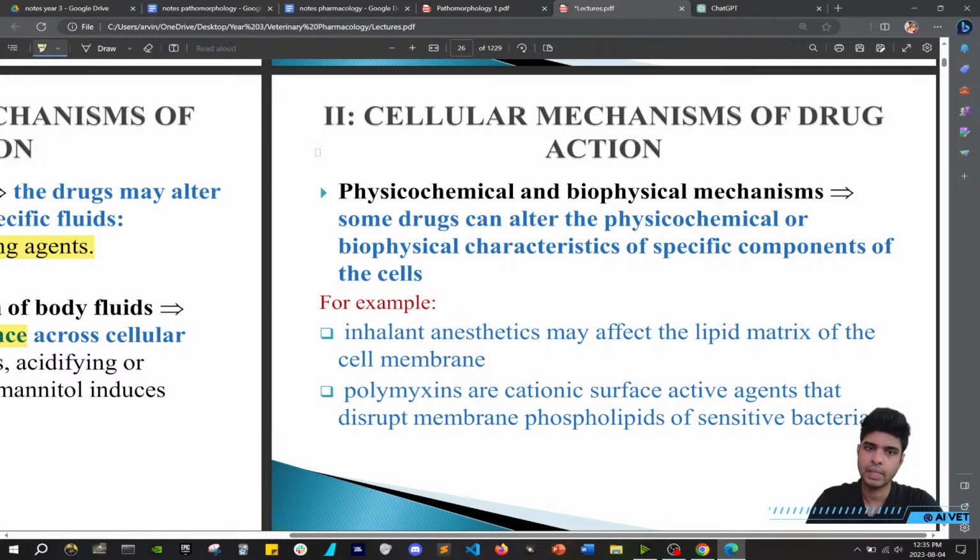Now cellular mechanisms. Let's highlight this. It can be either on the surface or inside the cell. So what is the first one? Physiochemical and biophysical mechanisms.